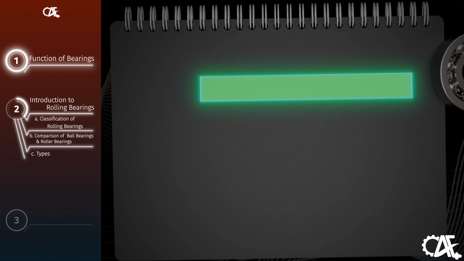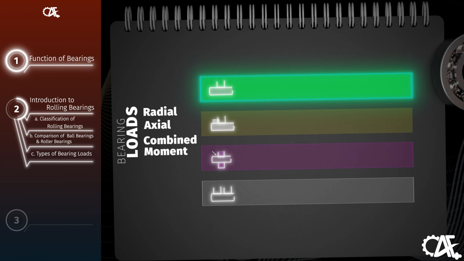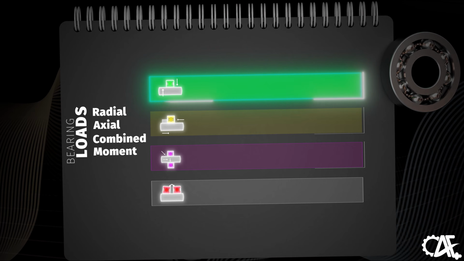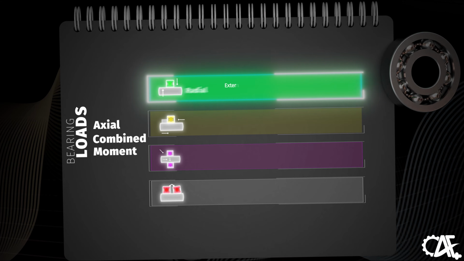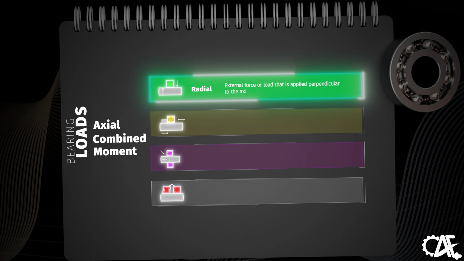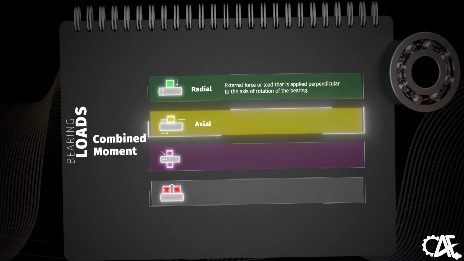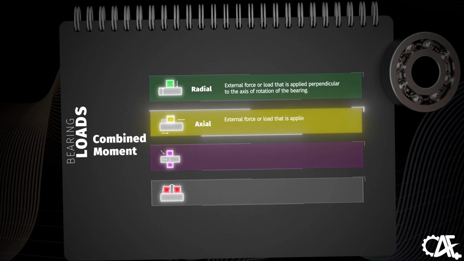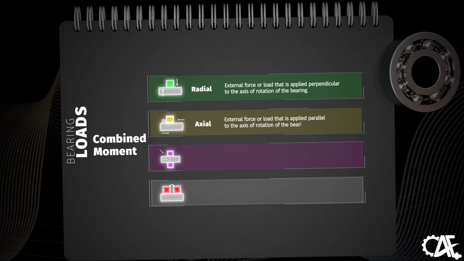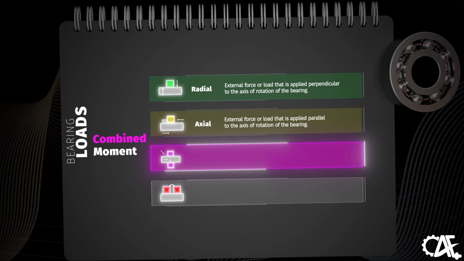In this section of the video, we're breaking down the types of loads bearings can experience. First, we have the radial load. It's defined as an external force or load acting perpendicular to the bearing's axis of rotation. Secondly, there's the axial load, an external force or load operating parallel to the bearing's axis of rotation. Following that is the combined load.